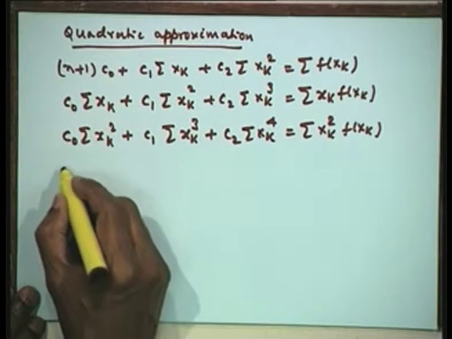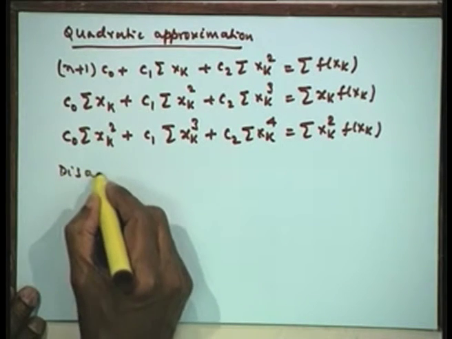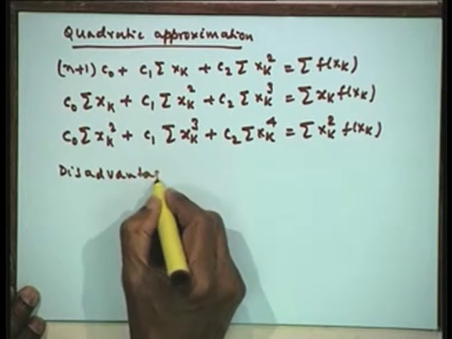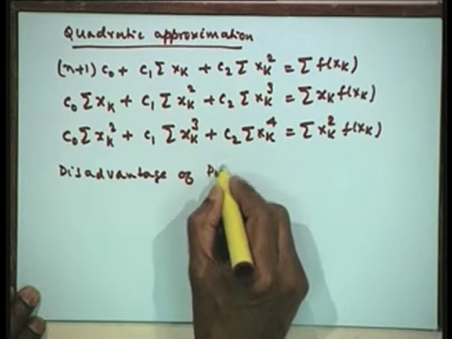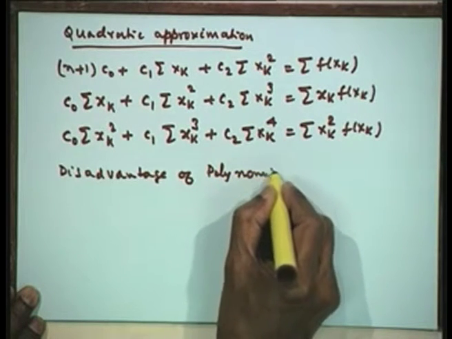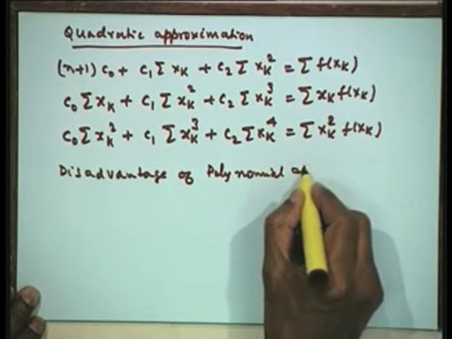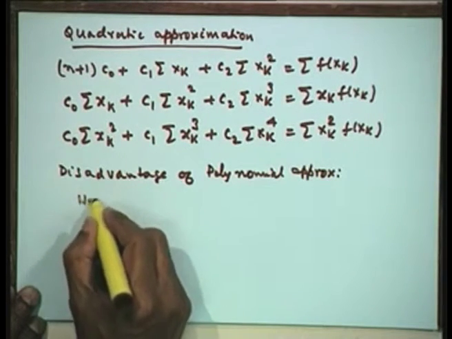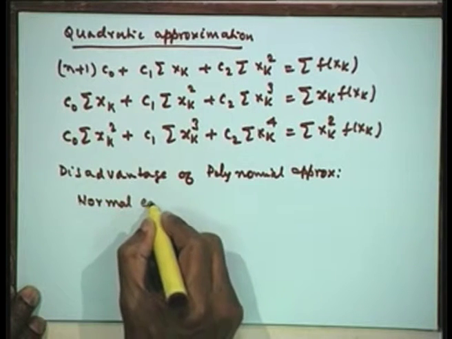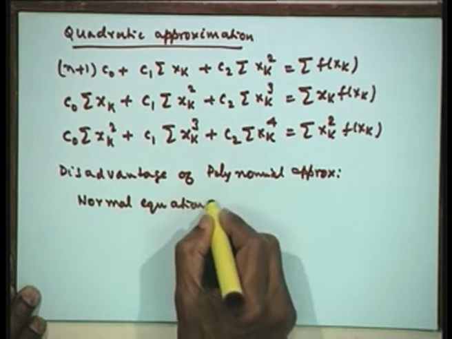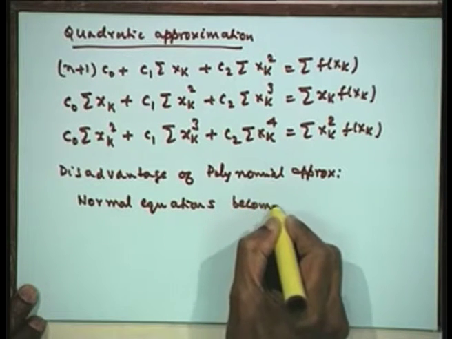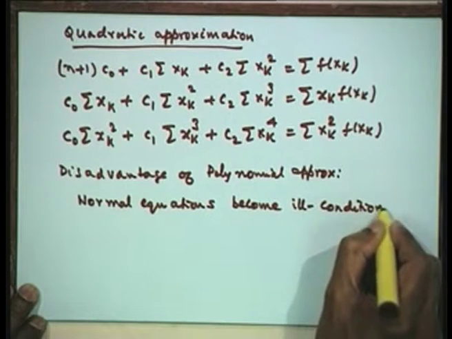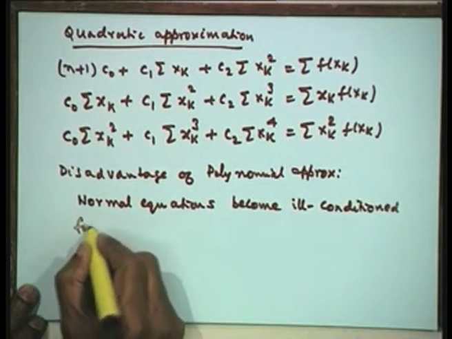So, that is the disadvantage of the least square polynomial approximation, that the normal equations become ill conditioned for large n.